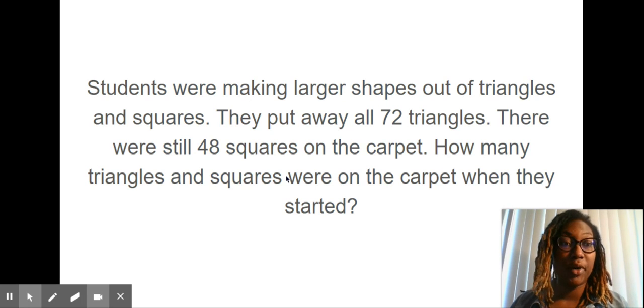I'm going to read it one more time. Students were making larger shapes out of triangles and squares. They put away all 72 triangles. There were still 48 squares on the carpet. How many triangles and squares were on the carpet when they started?